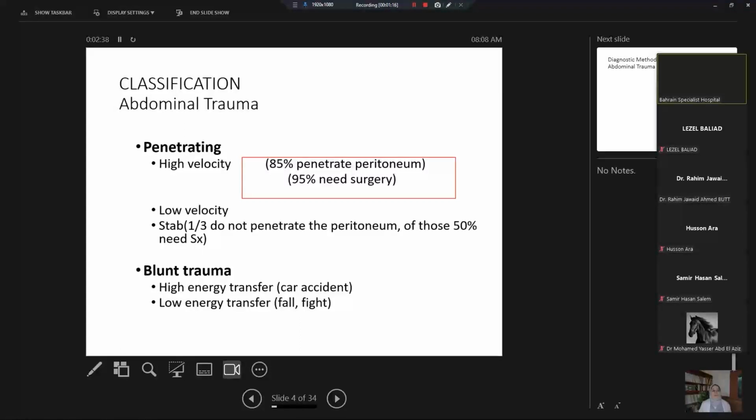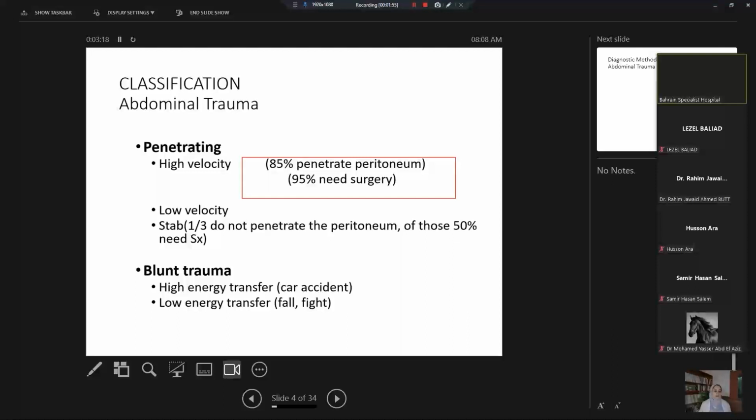We classify the abdominal trauma into penetrating and blunt trauma. The penetrating, we have the high velocity. Those are the small, fast bullets. And these are the most dangerous because 85% of them penetrate the peritoneum. 95% of these cases need surgery. The low velocity are less dangerous. We have the stab wounds, where a third of these cases do not penetrate the peritoneum, but 50% of these cases need surgery.